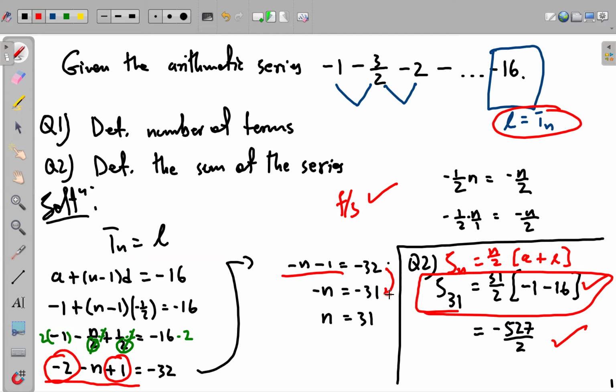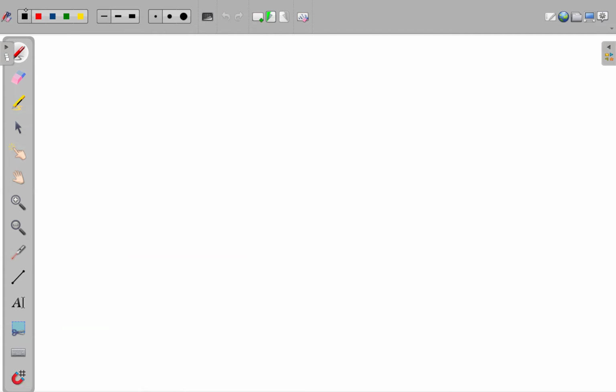Okay, cool. Let's do another one. Let's make it maybe a bit interesting. Let's do another type of question, still on the same concept. We're just exploring the sum of an arithmetic series.